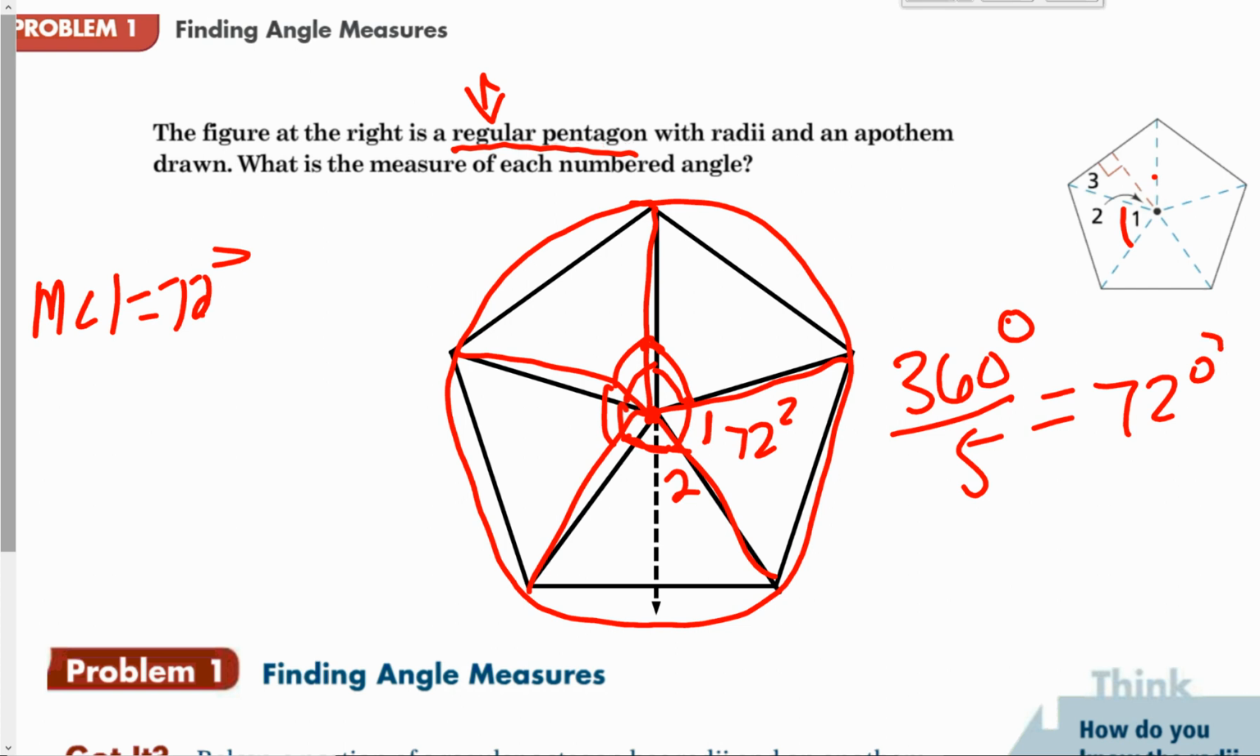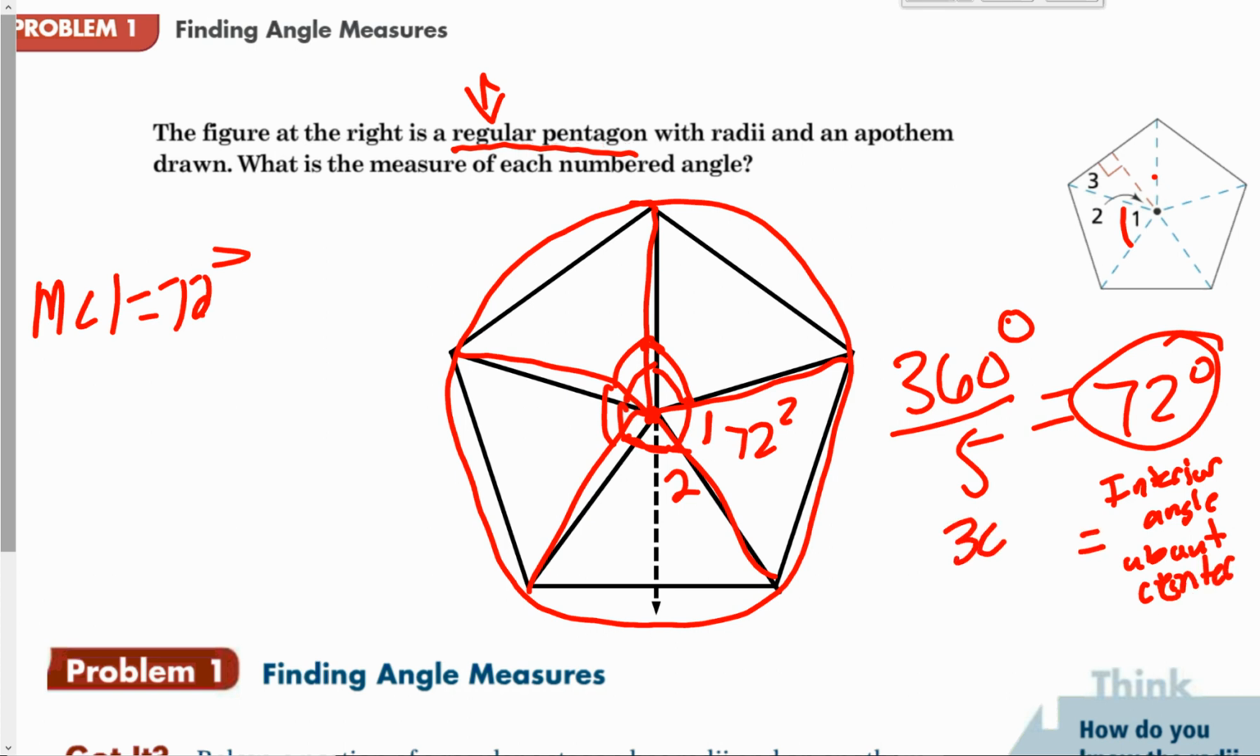So this interior angle around the center, that's always going to be 360 because we can always make a circle out of this middle one, right? We can always just draw a circle. Here, here, here, here, that's 360 degrees. So if I have a regular any-gon, I can just divide by my number of sides, and that will give my interior angles about the center. So that's how I can always find measure of angle 1, if angle 1 is always these ones.